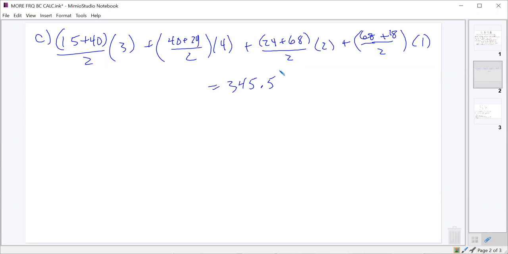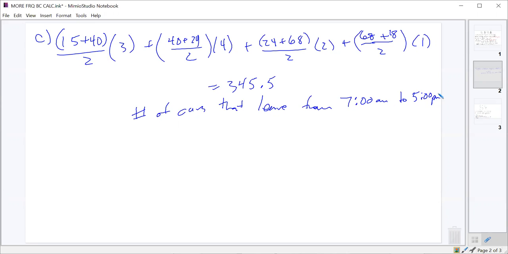345.5. And it asks us, what does that integral mean? That's just, since it's an integral of the rate at which they're leaving, the number of cars that leave between t equals 2 and t equals 12, which, with t equals 0 being 5 a.m., would be 7 a.m. to 5 p.m.